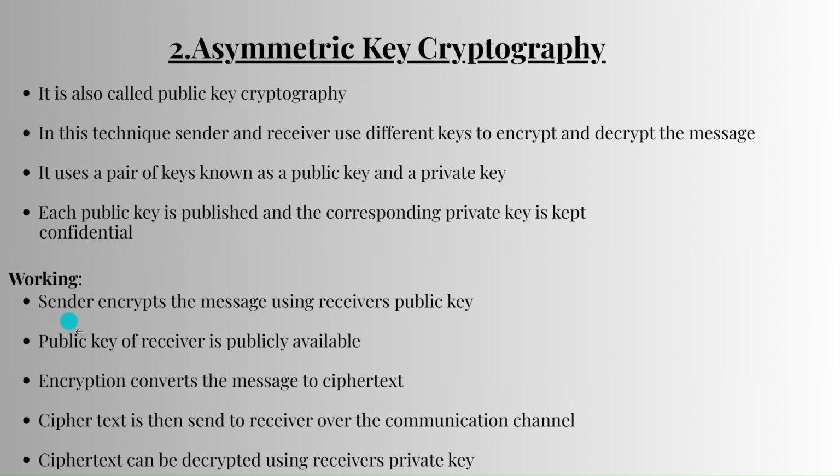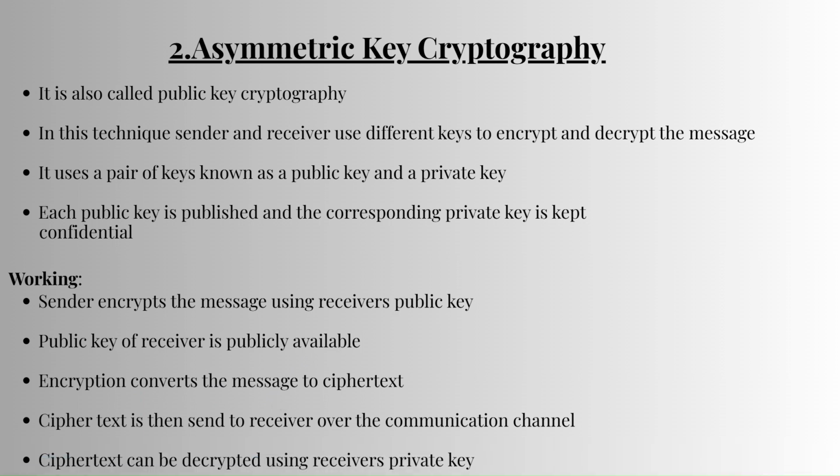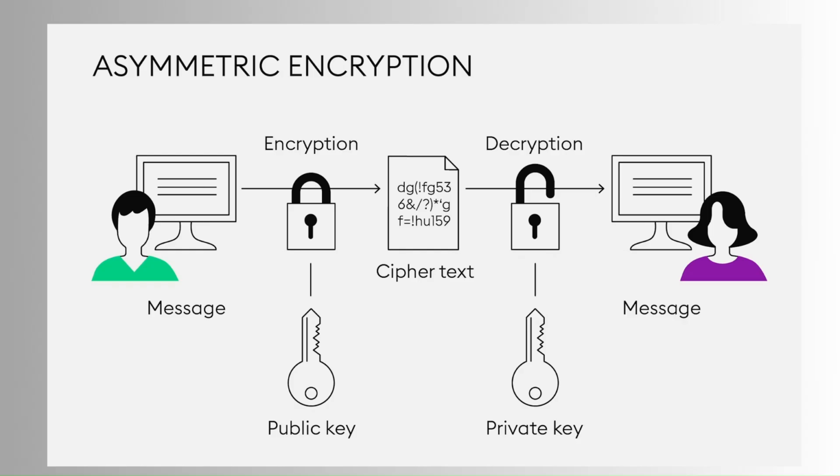So how it works: the sender first encrypts the message using the receiver's public key. We have to keep in mind here that the keys used are from the receiver, the receiver's public and private keys. The public key of the receiver is publicly available. Encryption converts the message into ciphertext, and the ciphertext is then sent to the receiver over the communication channel. Ciphertext can be decrypted using the receiver's private key.